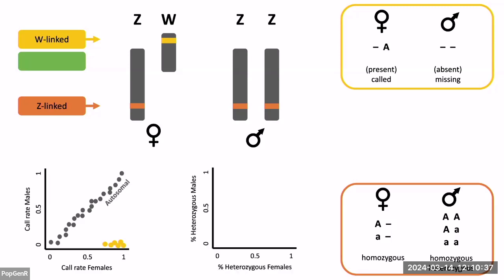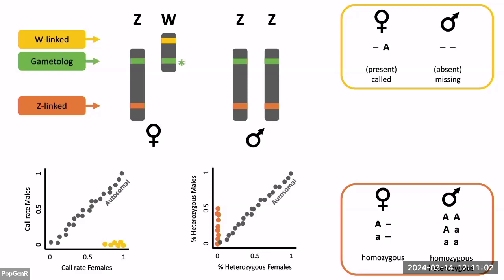So again, if we plot the proportion of heterozygous females versus the proportion of heterozygous males, Z-linked loci would fall here, with no females being heterozygous, right? And again, autosomal loci would be mostly here, with no differences in heterozygosity between the sexes.